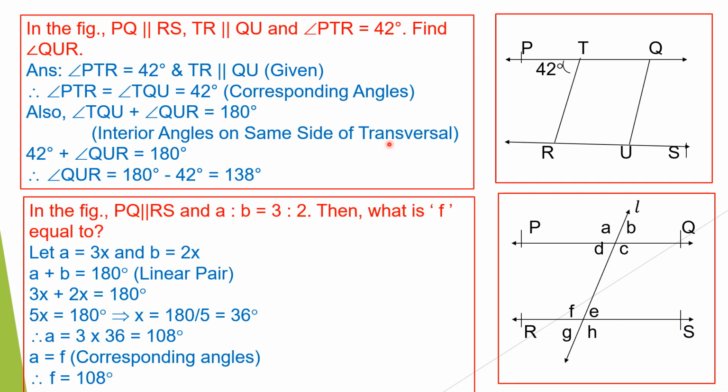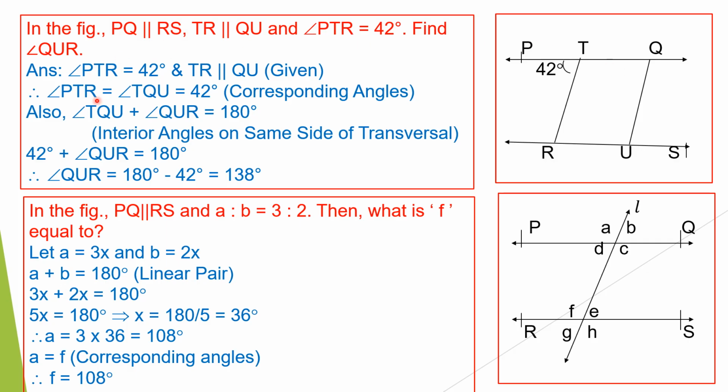Here PQ is parallel to RS and TR is parallel to QU. This angle is given as 42 degrees. You have to find angle QUR. Now this angle is given as 42 degrees and TR is parallel to QU. Therefore this angle equal to 42 degrees, corresponding angles.